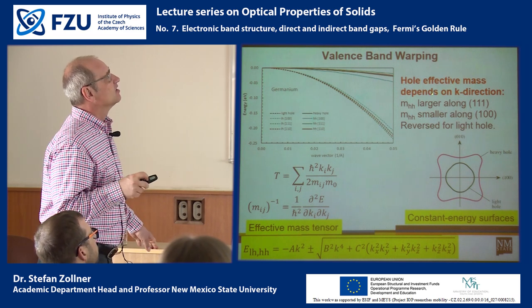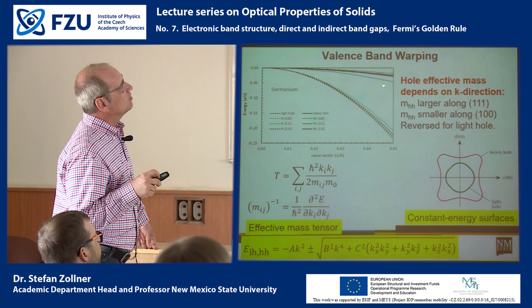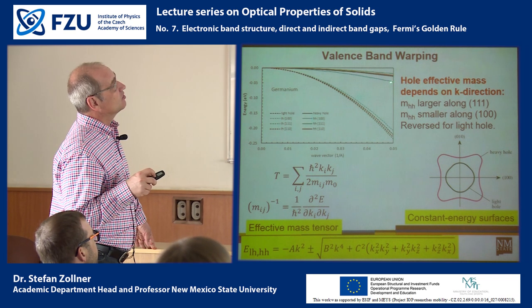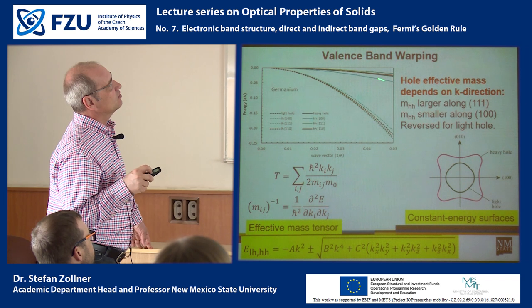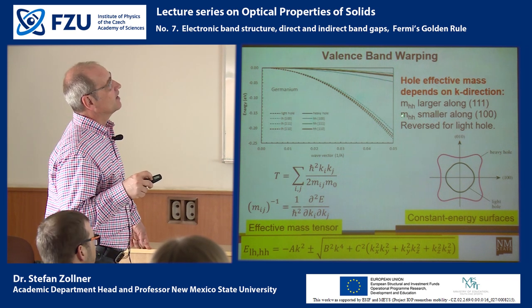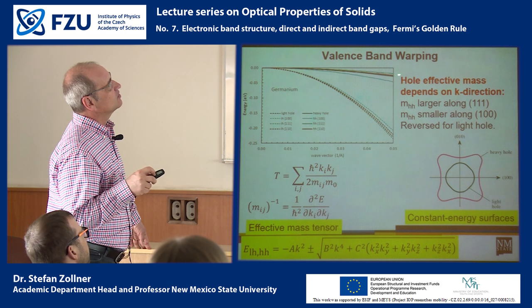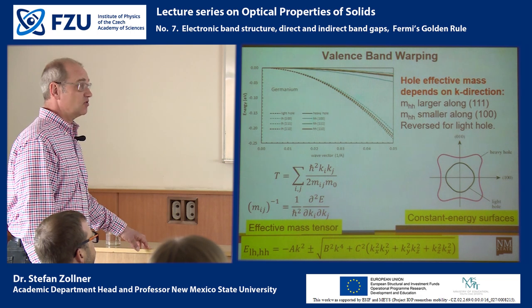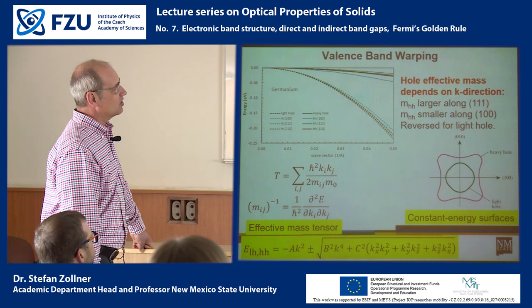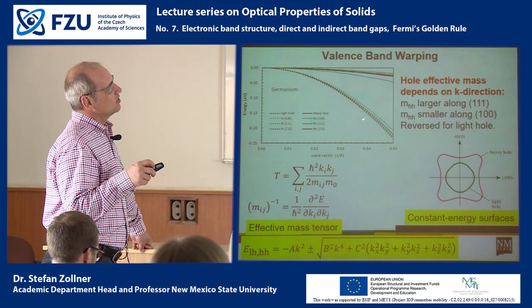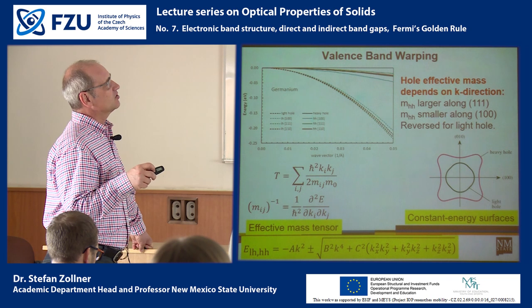This is a calculation where the black line is the spherically averaged heavy hole energy versus k, and the blue line is the energy along 100. You see along 100 the curvature is larger, and therefore along 100 the mass is smaller. And the green line is 111, and there is less curvature, and therefore the mass is larger for the heavy hole mass along the 111 direction. If we're looking at the light hole, then it's the exact opposite.